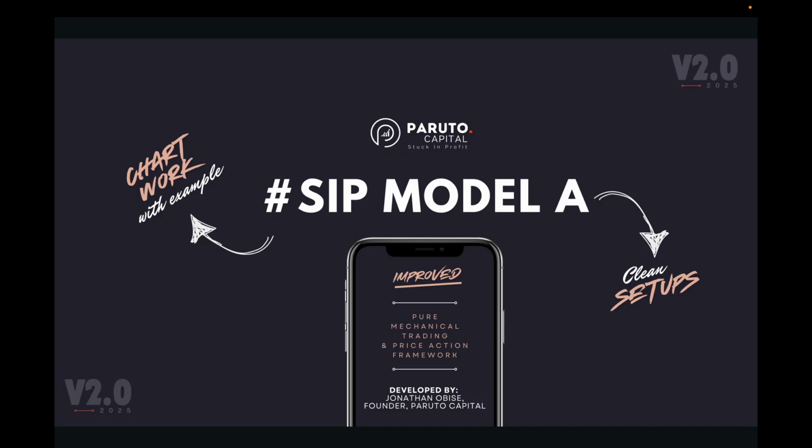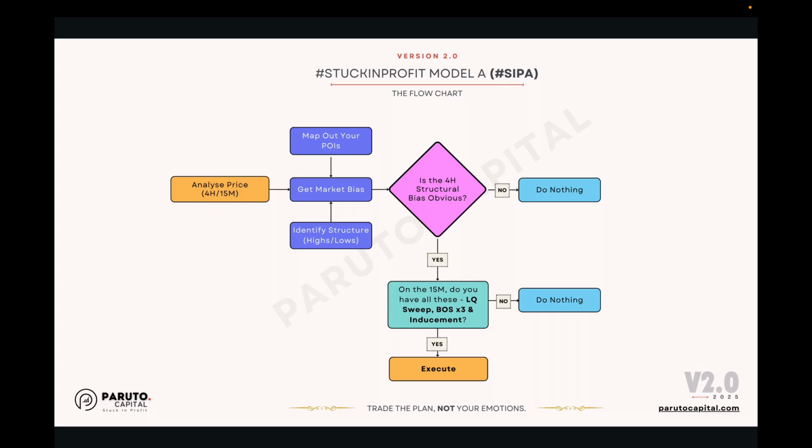All right, so the first model we're looking at is SIP model A. This is a flow chart that helps you to decide if you should take a trade or not. The first thing you have to do is analyze price. On the 4 hour and the 15 minutes, analyze your price. You have to establish structure first. So as always, you start with structure. Identify structure on the 4 hour. Where is the market coming from? Where is it going to?